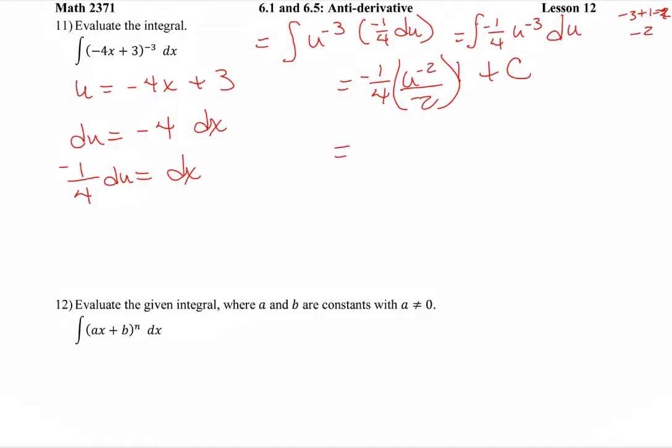Okay, change back to my original variable. A negative and a negative is a positive. So this becomes (negative 4x plus 3) to the negative 2, 4 and 2 is 8, plus c.